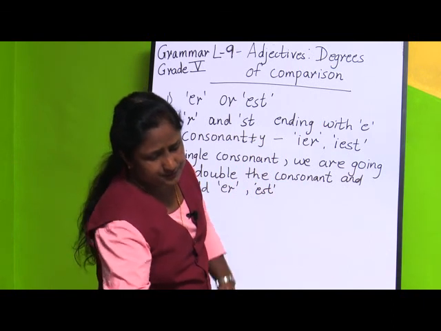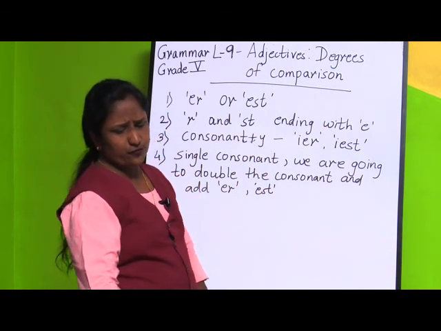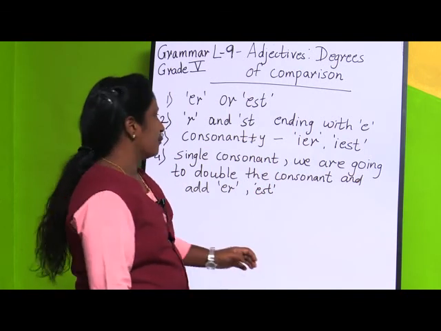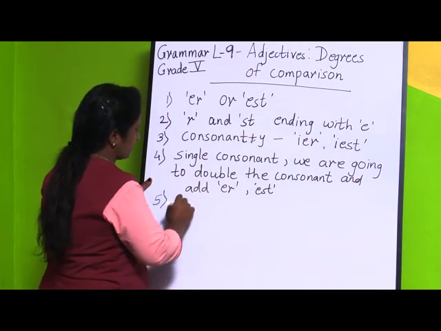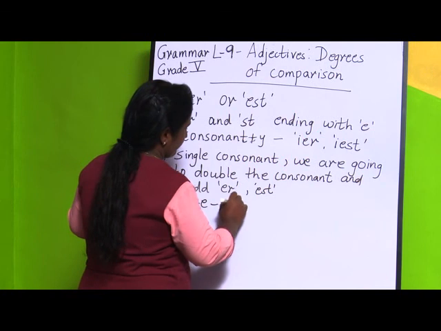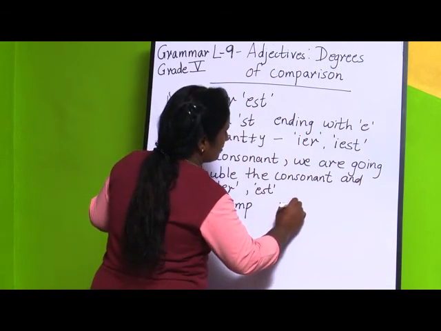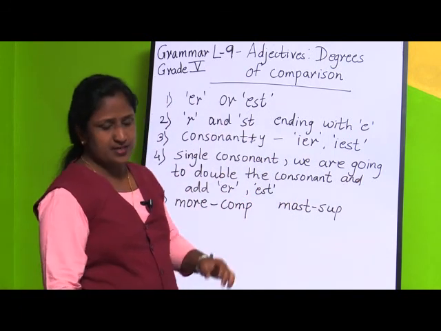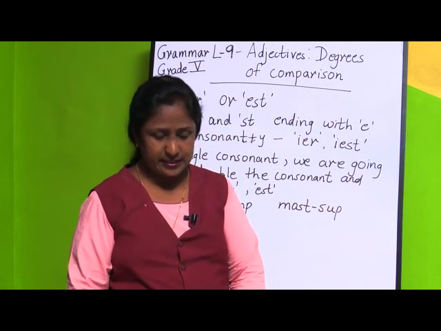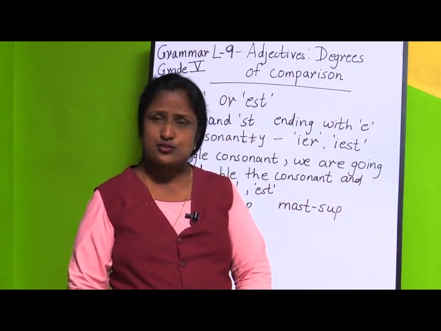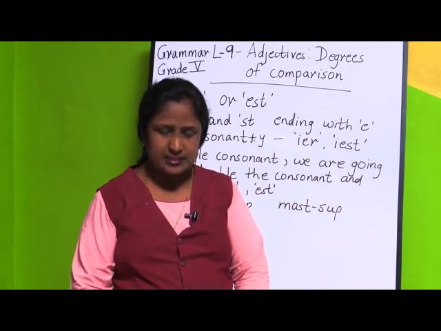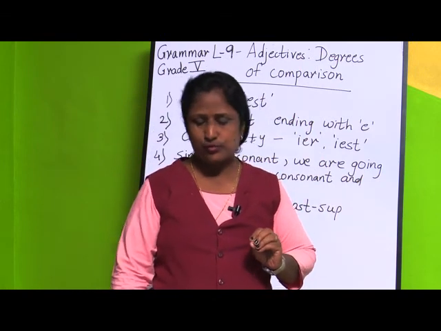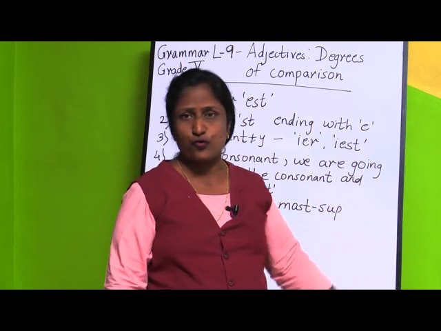That was the fourth case. But again, for some adjectives we use more and most. More you are going to use for comparative degree and most for superlative degree. When are you going to use this? When the words are bigger. For examples they have given: interesting, more interesting, most interesting; intelligent, more intelligent, and most intelligent. So when the words are bigger, we are going to use more for comparative degree and most for superlative degree.